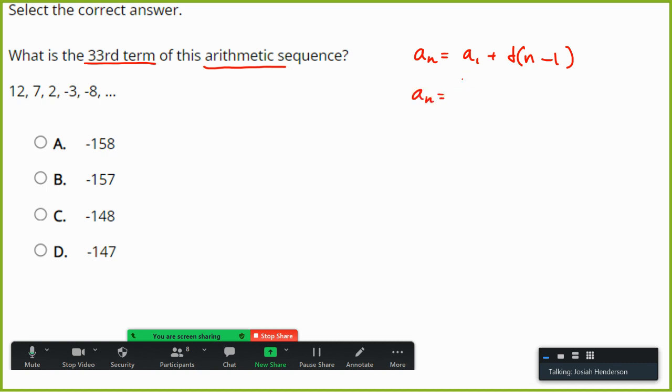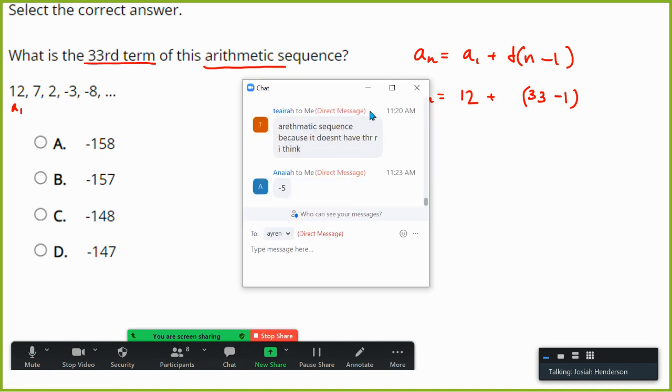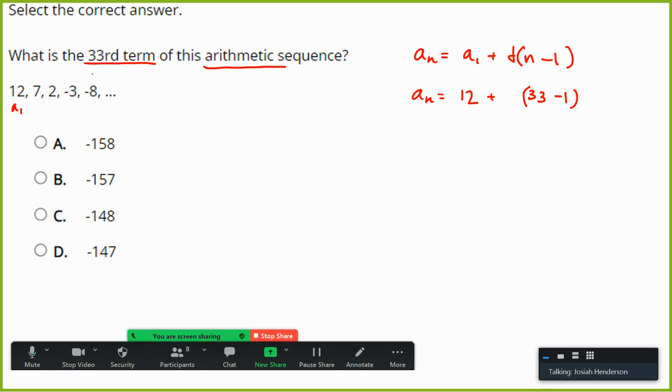You all see the first term. That's the first thing to start with because it's given to us. So the first term here is 12. It's the first number from our list. We need D. And then N is going to be 33 because we want the 33rd number. Let's see in the chat. -5. Thank you, Anaya. It looks good.